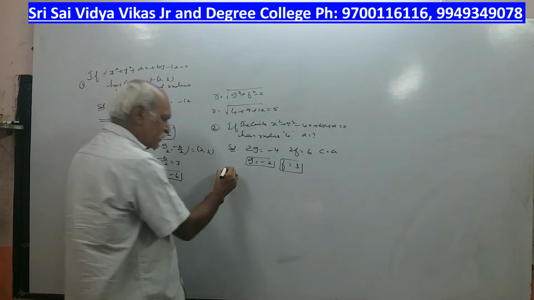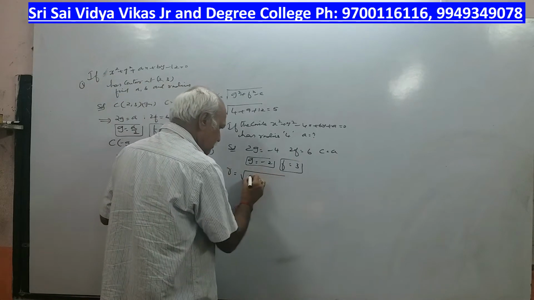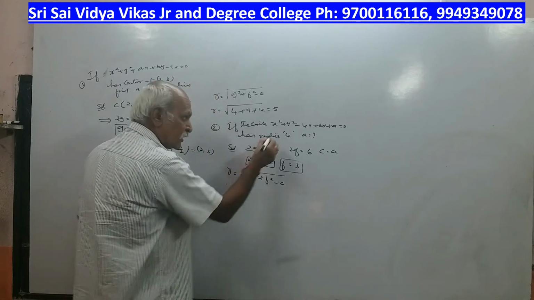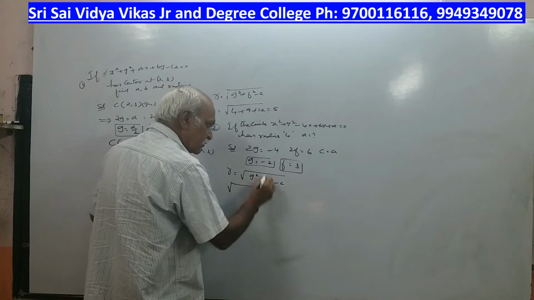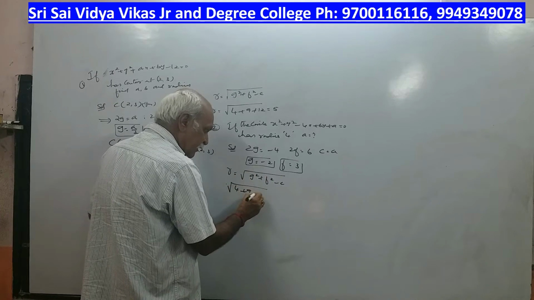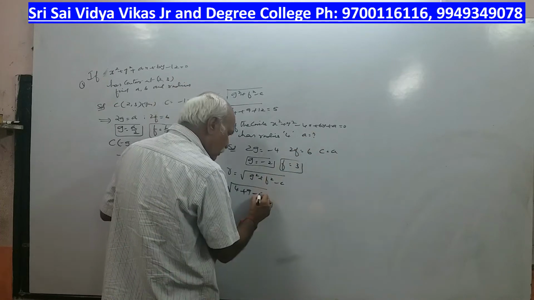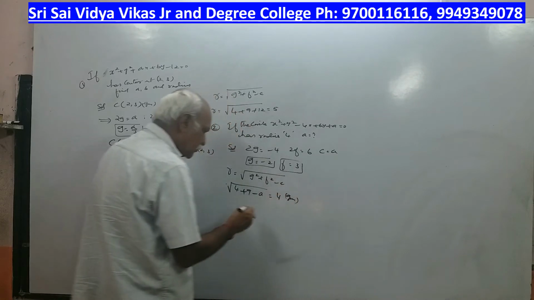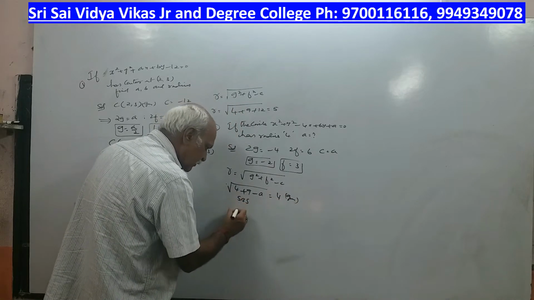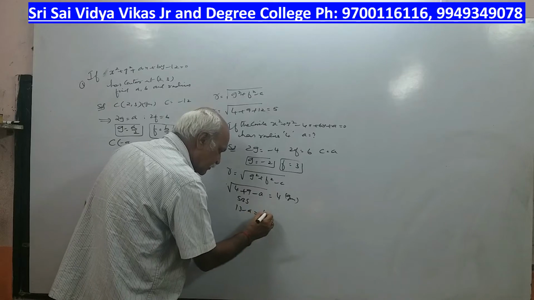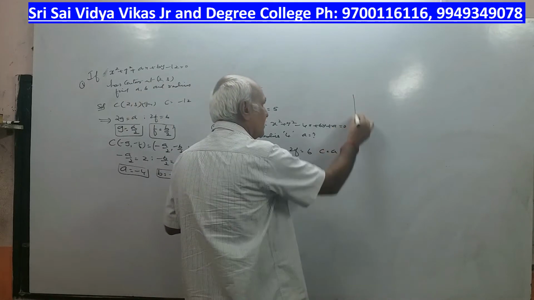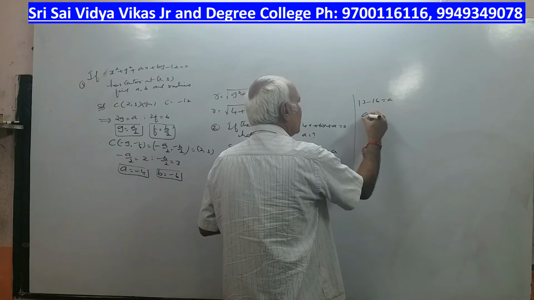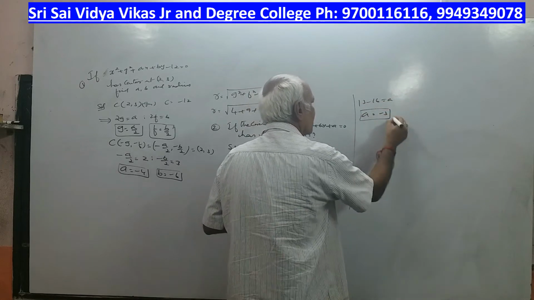Okay, now the radius is what? Root of g square plus f square minus c. So root of g square, that means 4 plus 9. And what is the c value? a. So root of 13 minus a is equal to 4. This is given. Square both the sides. So this becomes 13 minus a is equal to 16. Therefore 13 minus 16 is equal to a. So a is equal to minus 3.